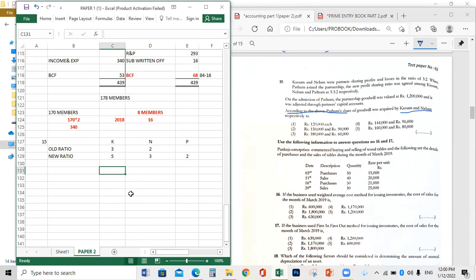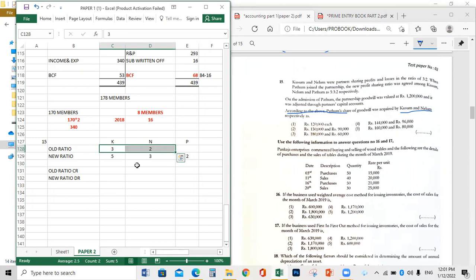So guys, you know the double entry: old ratio is credit, new ratio is debit, right? Old ratio should be credited, new ratio should be debited. This is how you make the double entry when it comes to goodwill adjustment. Old ratio credit means your capital increases. Capital is an equity account. If you credit, your equity will increase. If you debit, your equity will decrease. Now see guys, the old ratio was this one.